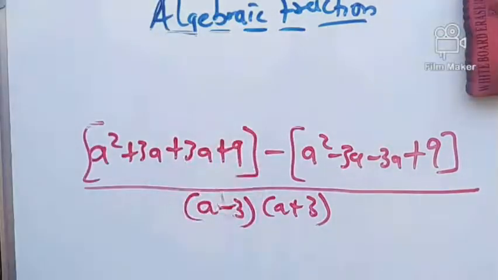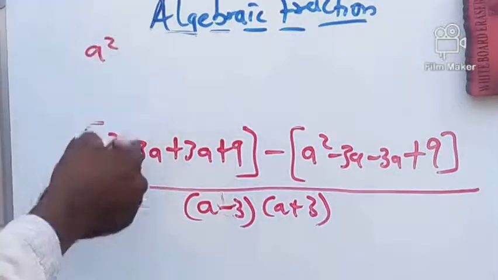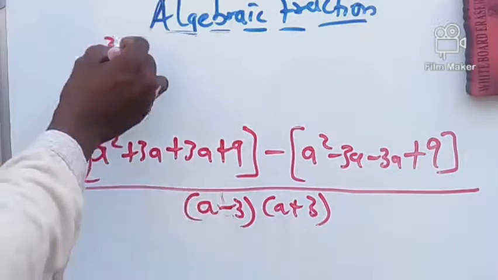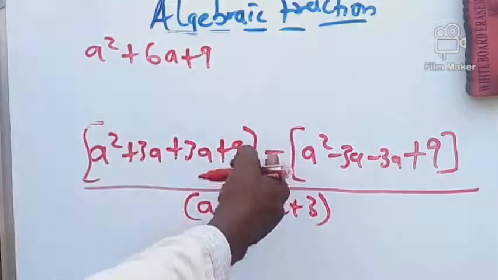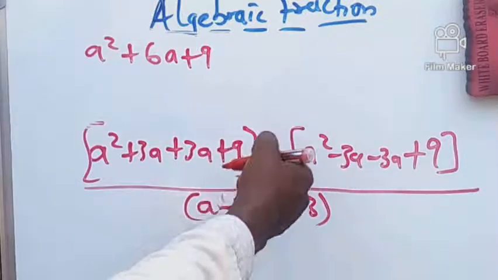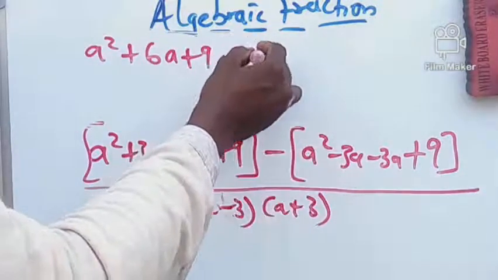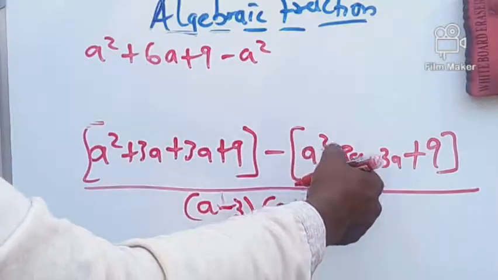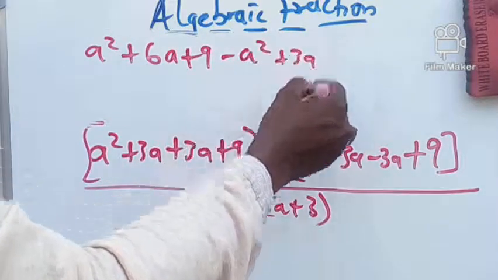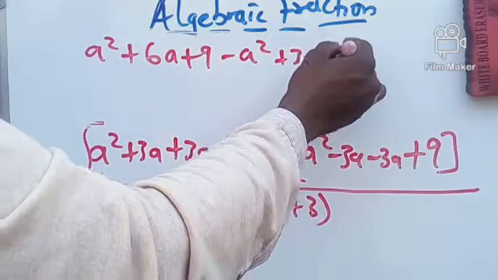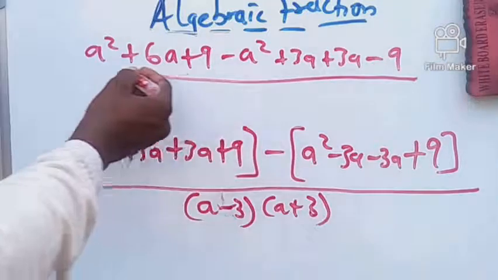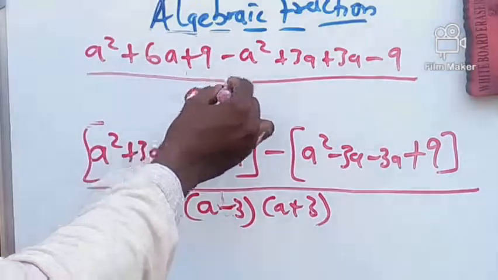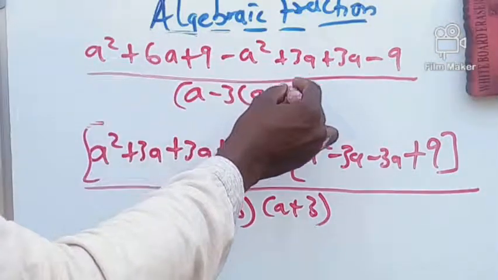So let's do that. First step, let's collect the like terms, simplify it. So to do that, we have a squared, 3a plus 3a will give you what? 6a plus 9. Remember, this minus multiplies everything inside the bracket. So let's go ahead. Minus times a squared gives you minus a squared. Minus times minus 3a gives you plus 3a. Minus times minus 3a gives you plus 3a. Minus times plus 9 will give you what? Minus 9. Everything here divided by a minus 3, a plus 3.